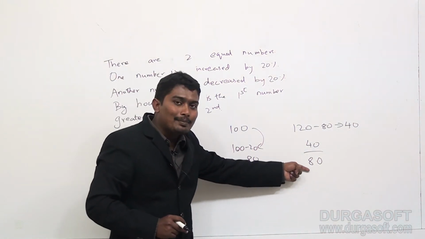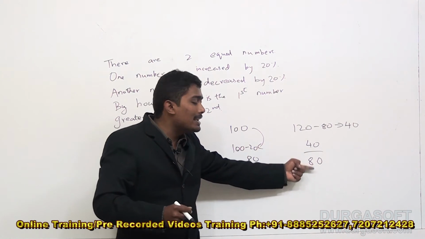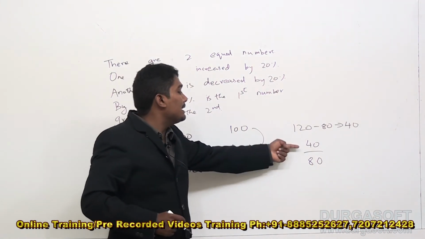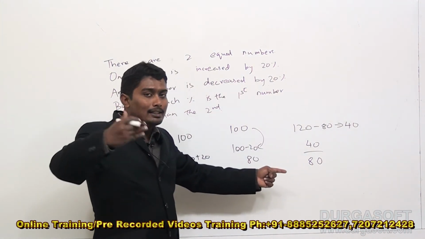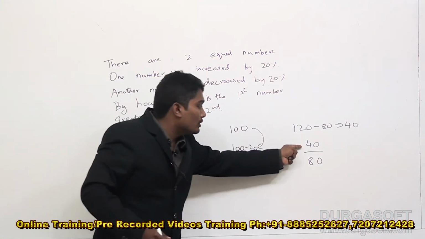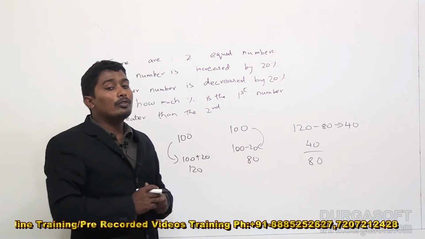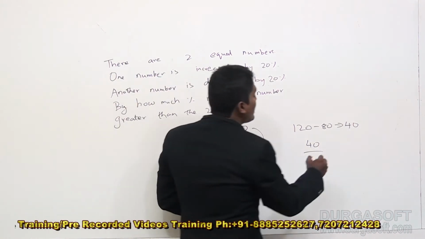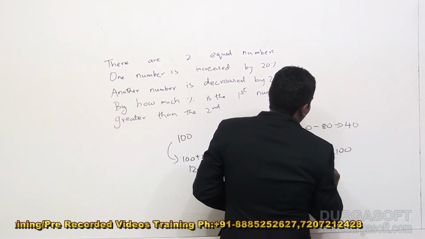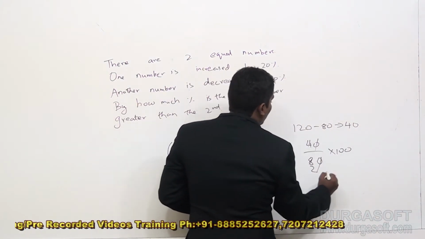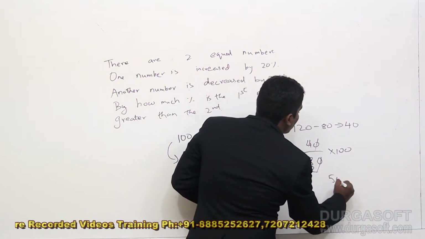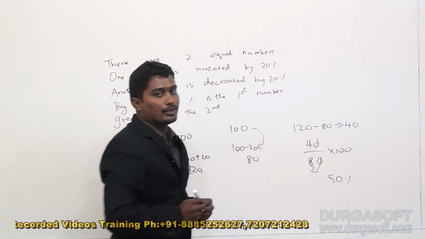So the second number is 80, so I will take the second number, that is 80, as the base value. The increase in the value, or the difference in the value, is 40. I will take that in the numerator. I need to find this in percentage. So 40 by 80 into 100, the zeros will cancel, 1 by 2, which is nothing but 50% will be the answer for this question.